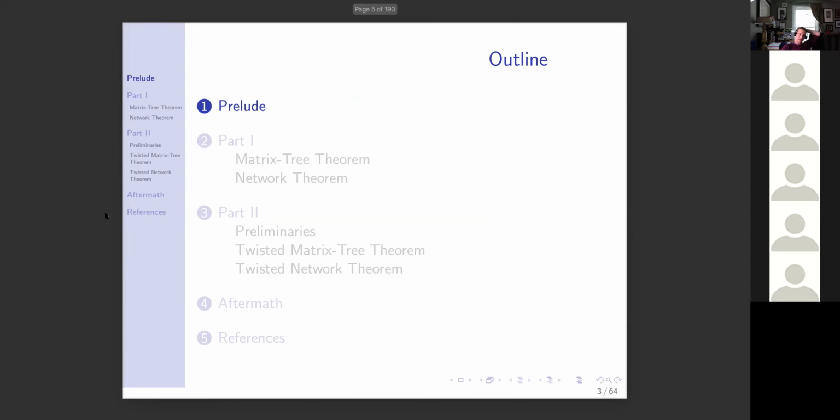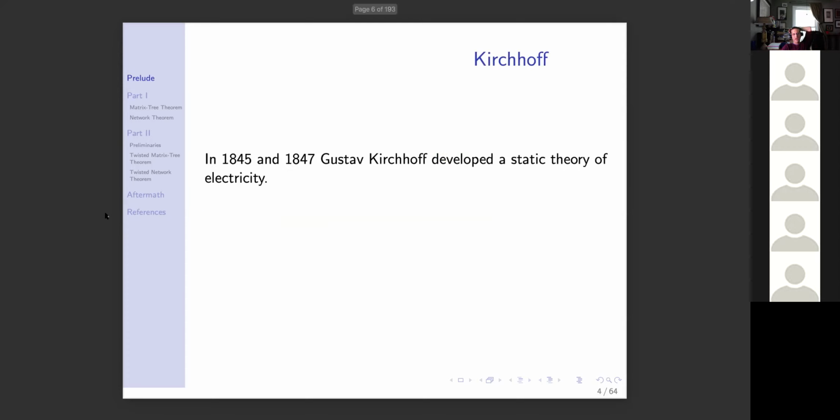So let me start talking about a bit of the history of all of this. In the year 1845, and in the year 1847, Gustav Kirchhoff developed a static theory of electricity, which I'm going to explain. And two theorems are attributed to him. One is called the network theorem.